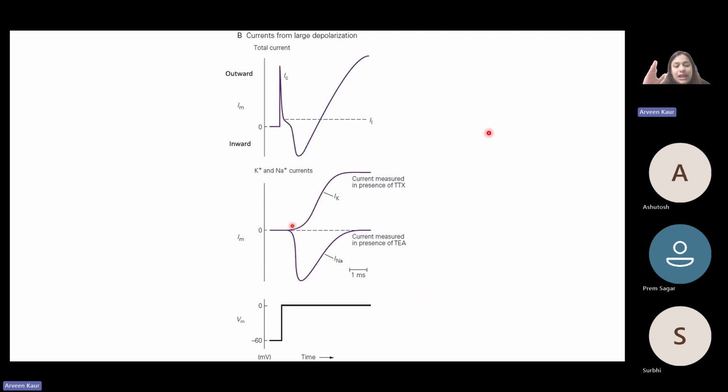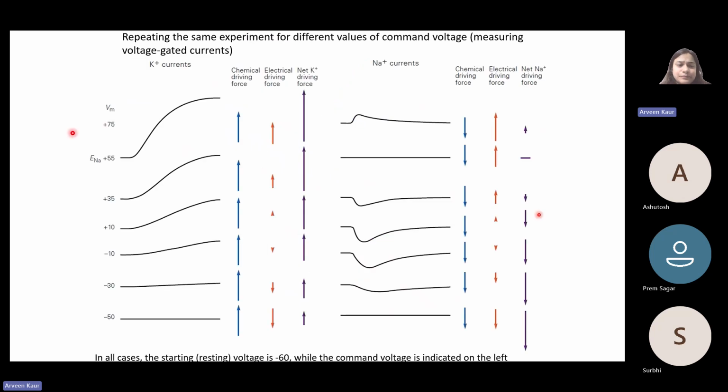That will come in handy later, right? So if we repeat the same experiment for different values of the command voltage and measure the voltage gated currents, then this is what it looks like, right? So when we are measuring only potassium ions, it looks something like this, right?